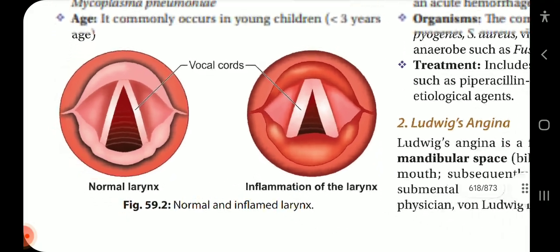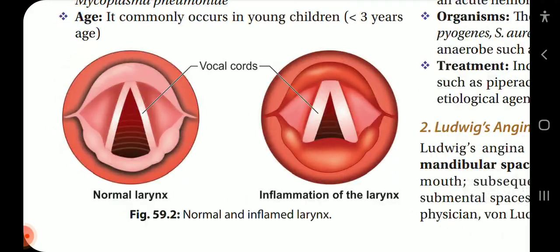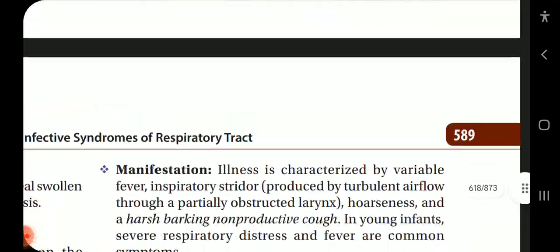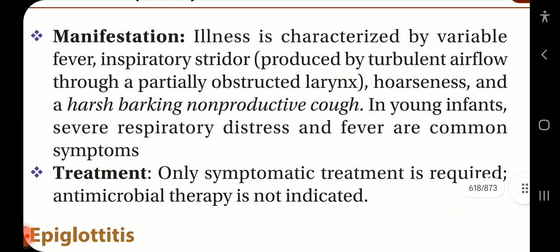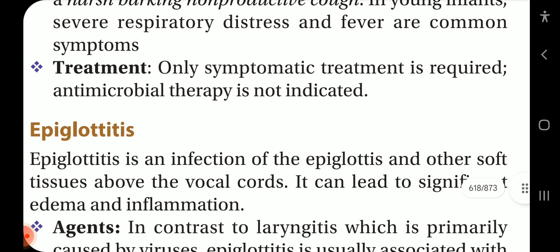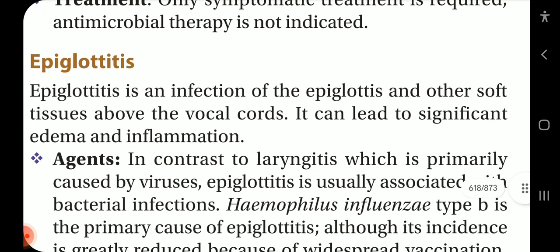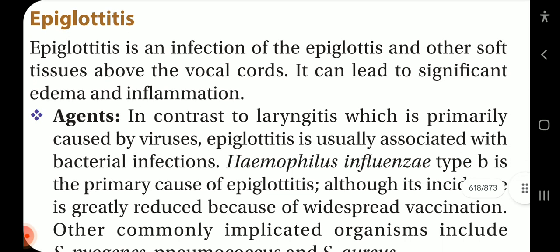In this figure, we can see the normal and inflamed larynx. Now, manifestation. Illness is characterized by variable fever, inspiratory stridor produced by turbulent airflow through a partially obstructed larynx, hoarseness, and a harsh barking non-productive cough. In young infants, severe respiratory distress and fever are common symptoms. Treatment. Only symptomatic treatment is required. Antimicrobial therapy is not indicated.